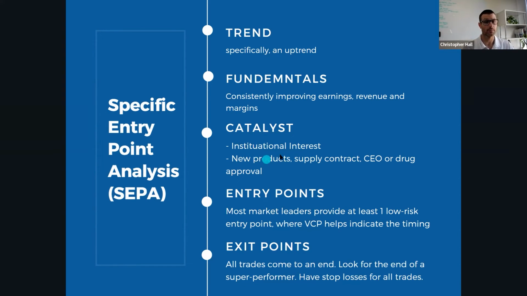There can be new products, such as a supply contract, CEO, or drug approval. We see Novonix being revolutionary in their way of improving how battery minerals are utilized. That can be one as well, because we have a demand for those commodities after the critical minerals push and Joe Biden's election over a year ago.